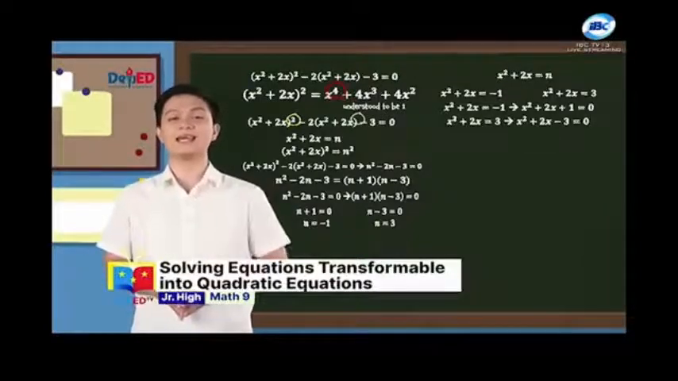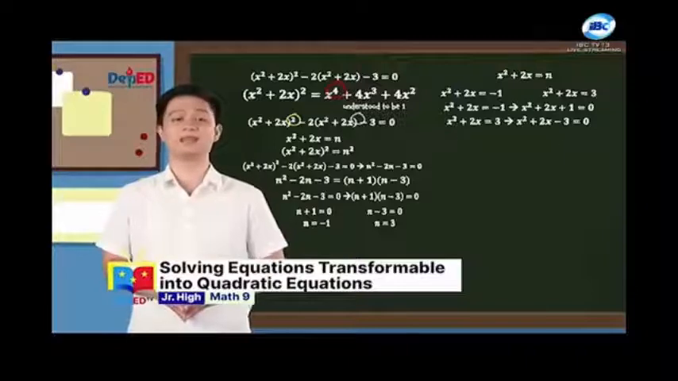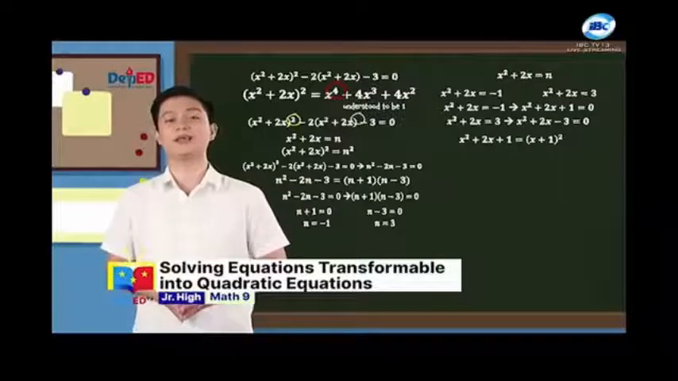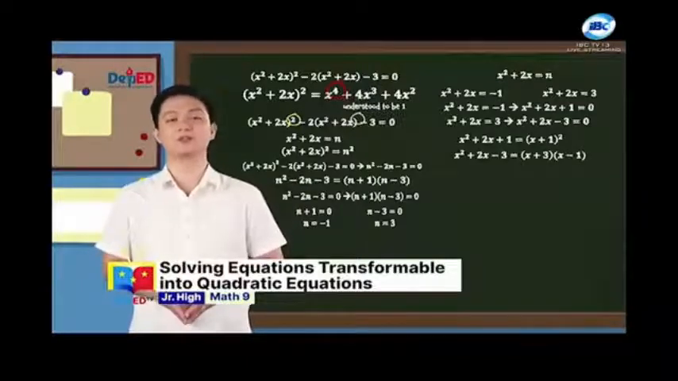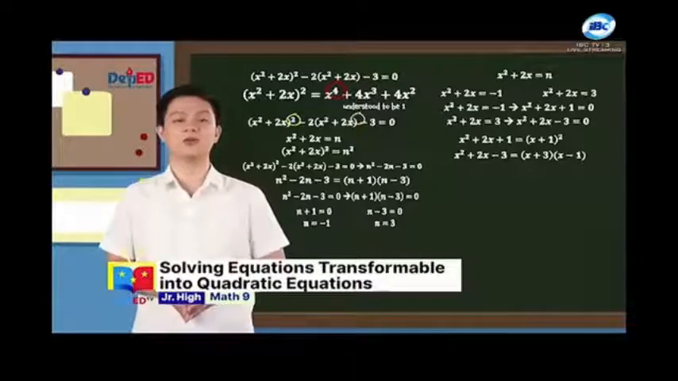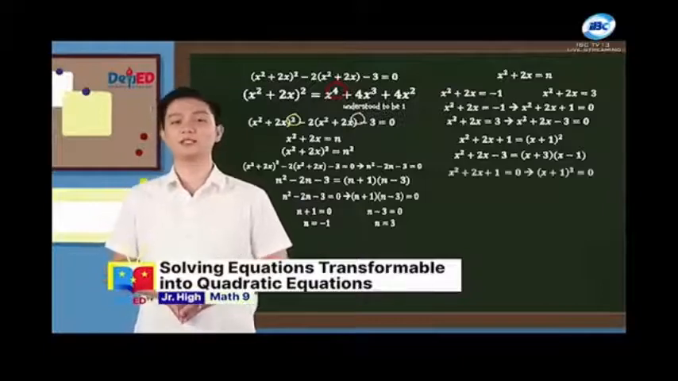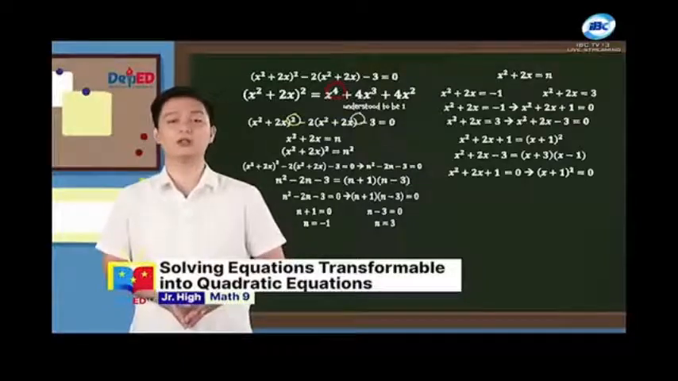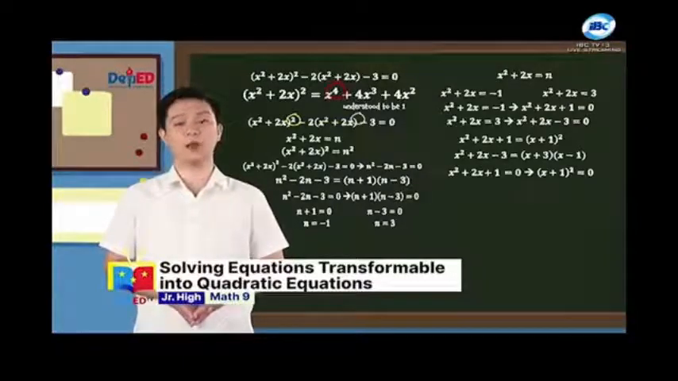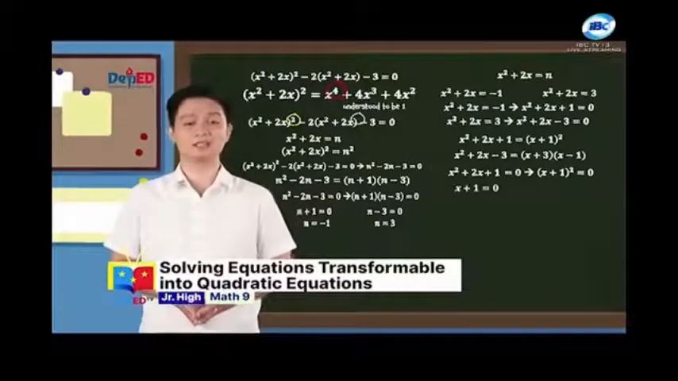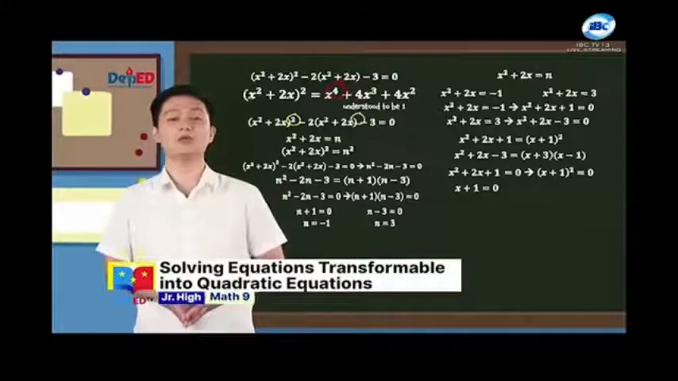Both trinomials in these equations are factorable. X squared plus 2x plus 1 is equal to the square of the binomial x plus 1, while x squared plus 2x minus 3 is equal to the product of the binomials x plus 3 and x minus 1. Therefore, the equation x squared plus 2x plus 1 equals 0 will now be written as x plus 1 quantity squared equals 0, which can be solved by extracting square roots. Hence, the equation x plus 1 equals 0. X must be equal to negative 1.